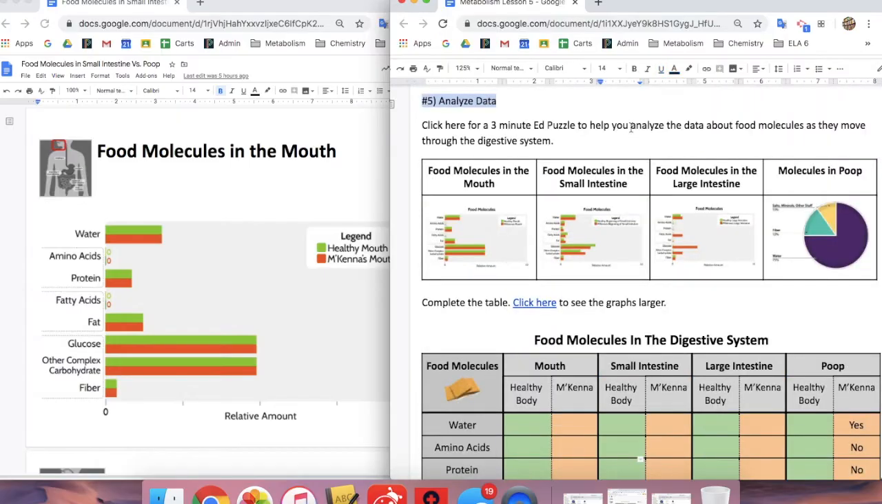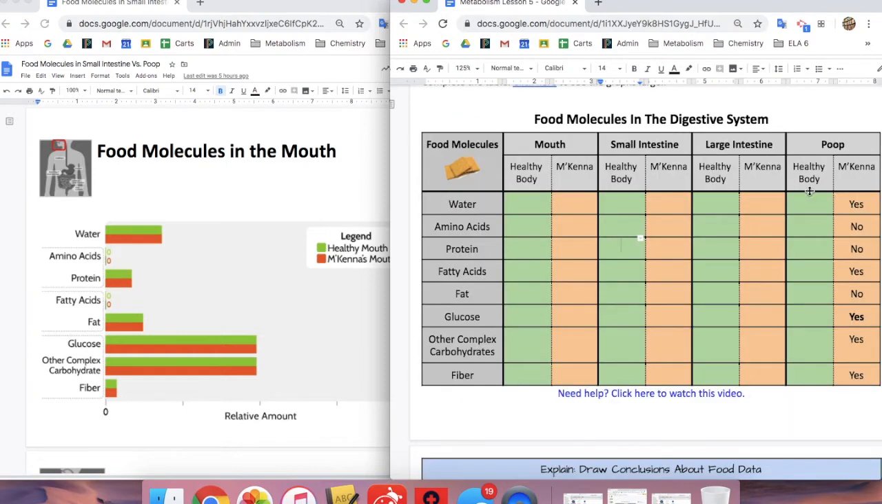We are going to analyze or look for patterns about the food molecules from graham crackers as they move through a healthy digestive system from the mouth to the small intestine to the large intestine to poop, and about the food molecules from graham crackers in McKenna's digestive system.